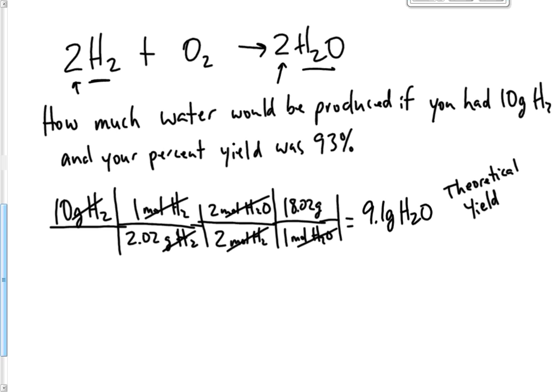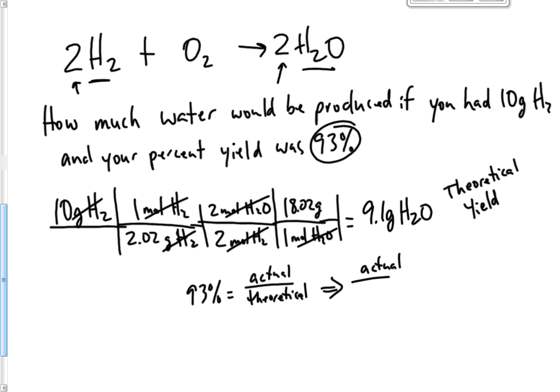Okay, and then it tells you that your percent yield was 93%. So 93% equals your actual yield over your theoretical yield, which means it equals your actual yield over 9.1 grams. So figuring out, or sorry, that's not right at all. Let's go back.